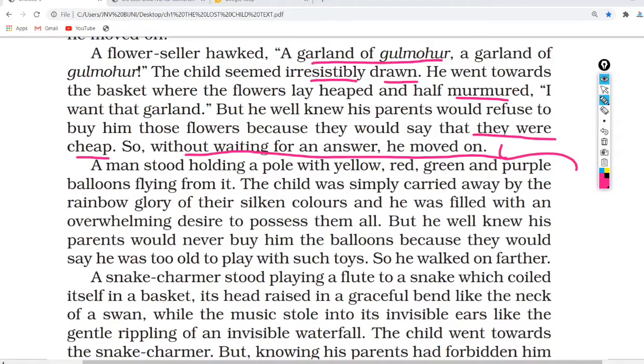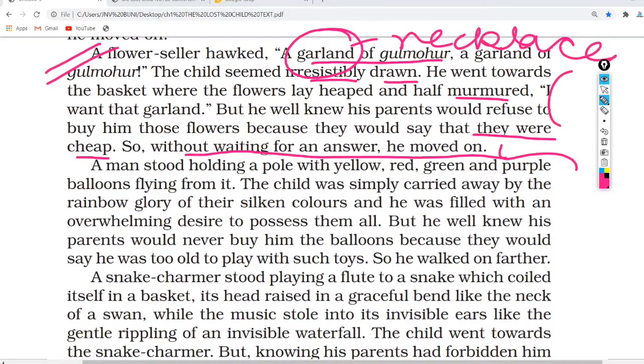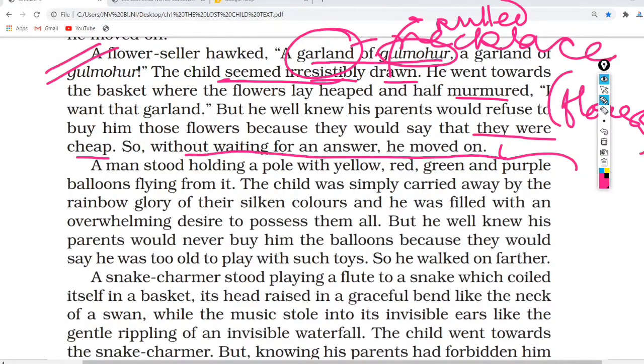So now another attraction for the child was the garland. So what does garland mean? Garland is a necklace made of flowers, and this flower is gulmohar. Gulmohar is the particular flower by which this garland or necklace is made. Irresistibly drawn: drawn means he was pulled. Pulled means attracted.